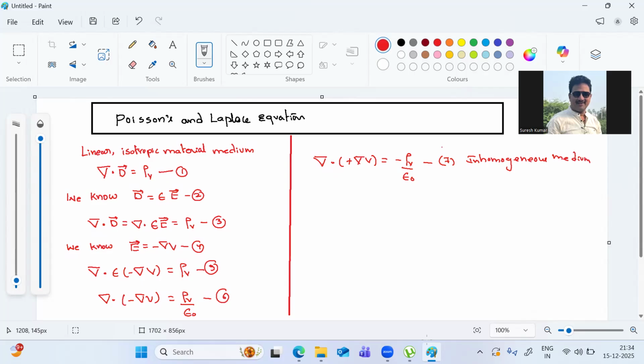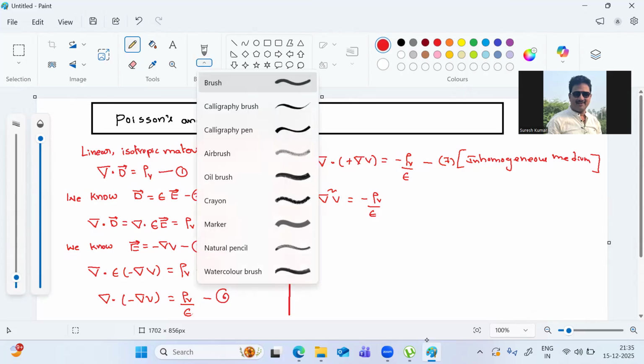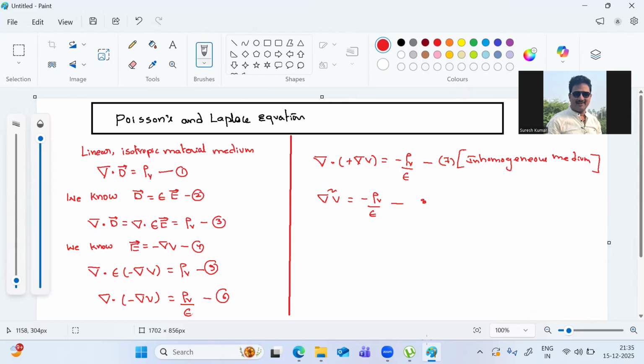Now, for homogeneous medium, equation 7 is modified as del square V is equal to minus rho v by epsilon. Here it is not epsilon naught. This will be epsilon only. Now this is equation 8, which is Poisson's equation. This is for homogeneous medium.